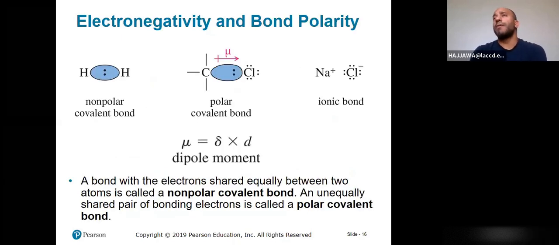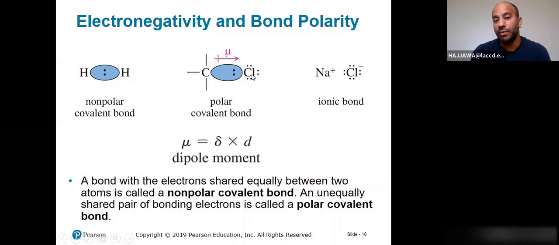Electronegativity. It's very important that we understand this concept, as it affects not just chemical bond type, but also the polarity of the molecule. Electronegativity, in terms of definition, is the ability of an element to attract shared electrons. So if an atom is more electronegative than the other, the electrons are going to lean towards it more than the other.